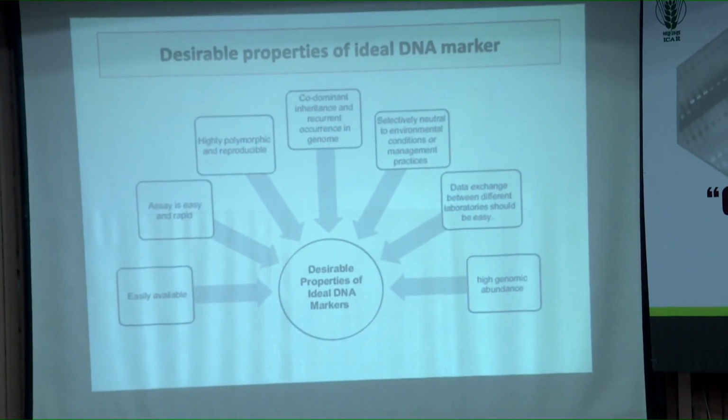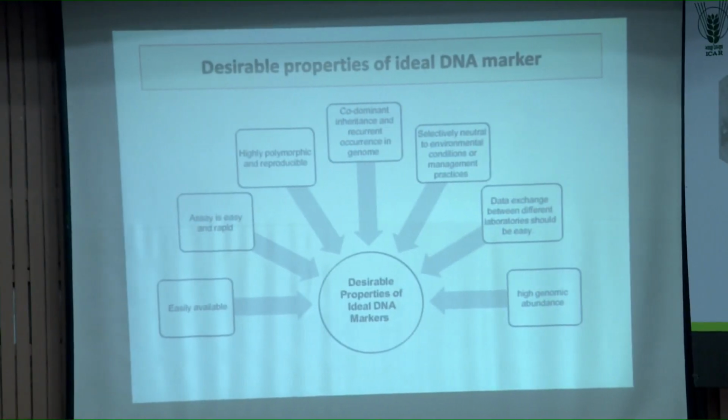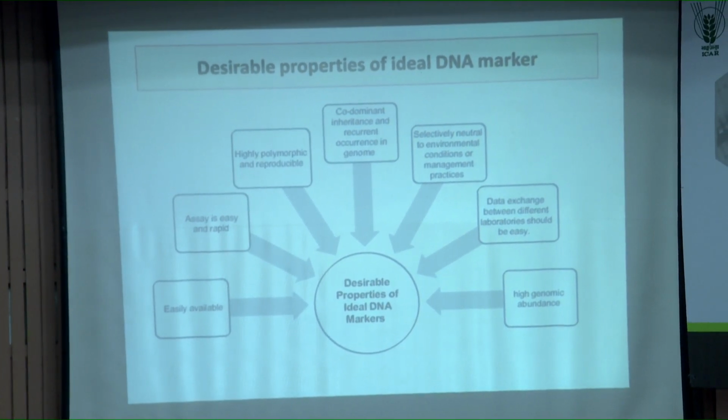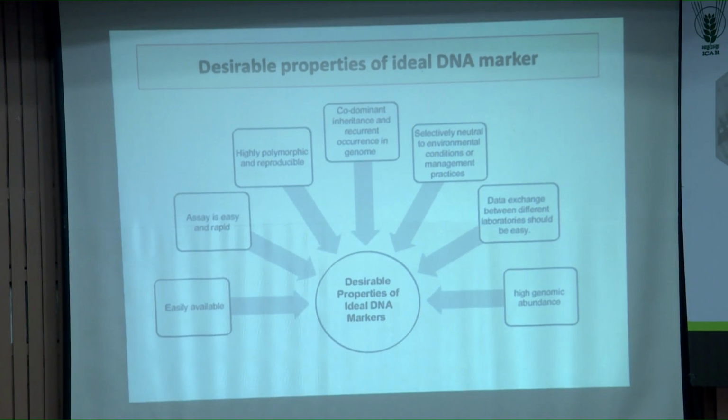Now we have understood that we have some problems with morphology and with molecular characterization also, so there is a need for rapid and sensitive diagnosis. What characteristics should we have in that particular marker? First, it should be easily available, the method or marker you are developing. Rapid diagnosis is the need of the time, so it should be very rapid, and it should be polymorphic and reproducible also. You should get the same results wherever you apply it. Codominant inheritance and recurrent occurrence in the genome are also important, and it should be selectively neutral to environmental conditions and management practices.